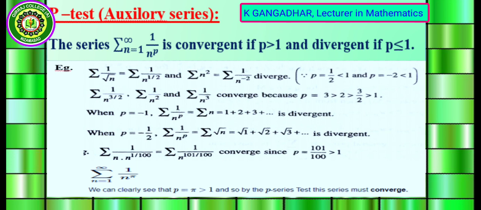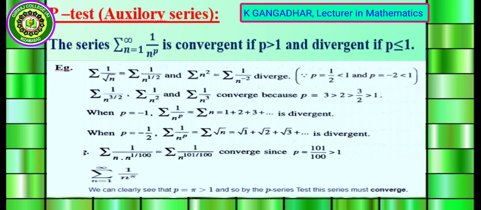Next, sigma n square. Sigma n square we write as sigma 1 by n power minus 2. So here the p value is minus 2, which is less than 1. So we say that the sigma n square series is divergent.